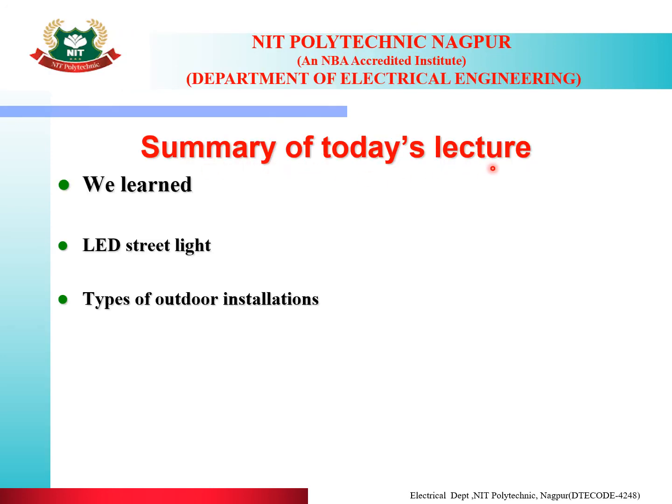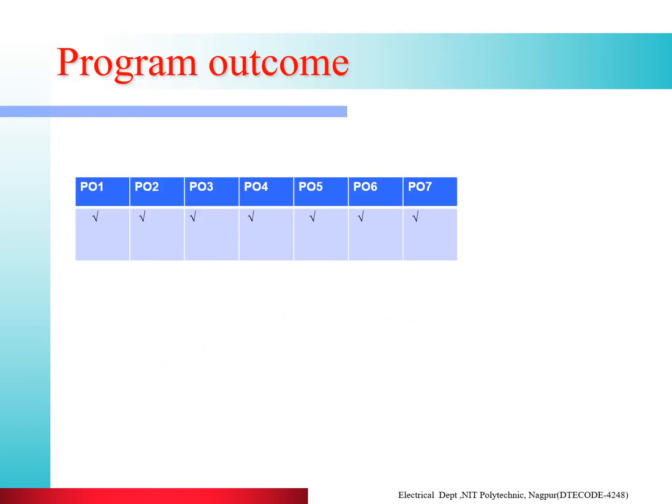So, summary of today's lecture: we learned the LED street light, types of outdoor installations such as spotlight, floodlight, etc., and how to select them for the application. This is the PO mapping of today's lecture.